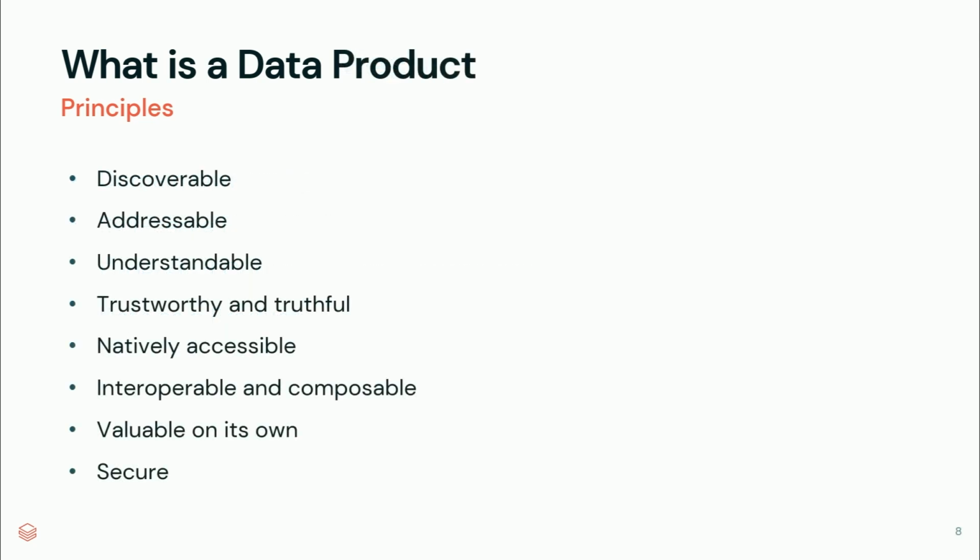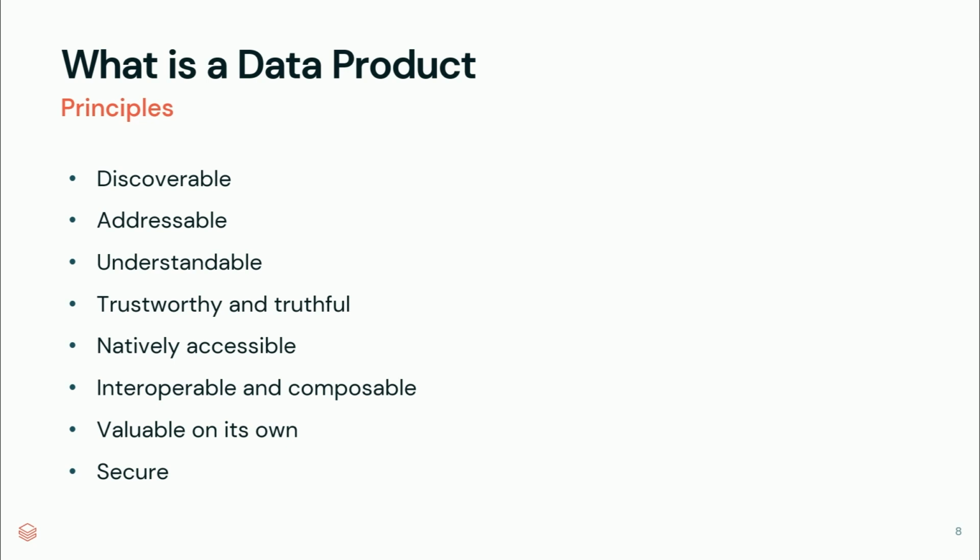So what is a data product? Similarly, it comes with a set of principles. It needs to be discoverable. It's absolutely useless if you can't find the data product. It's a common occurrence in large organizations. You know that there's data somewhere that you want to use, you need to use, but you can't find it.